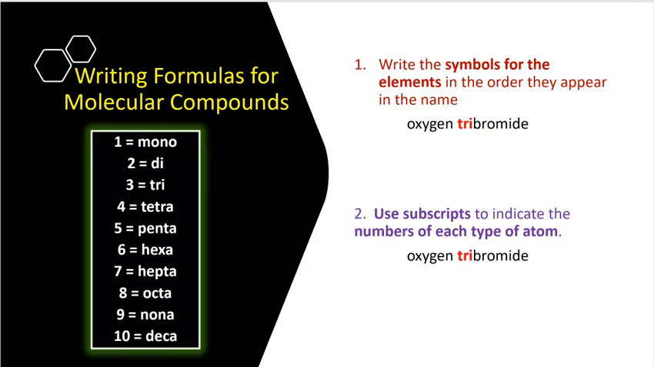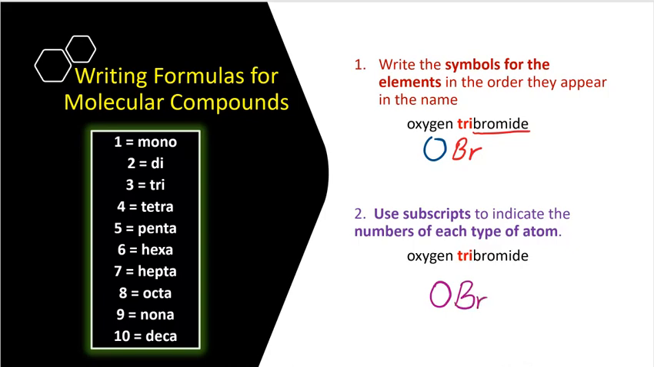Let's do another example. Oxygen tribromide. Okay, let's write down the symbols. O is oxygen. Bromide means it's bromine. Let's copy these down again. O, Br. Now, the subscripts.